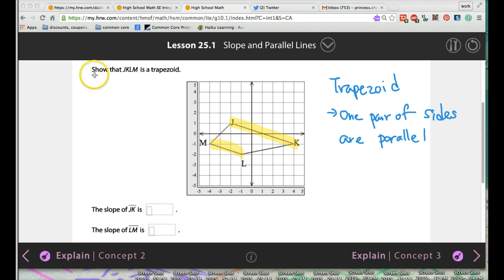So the question says show that JKLM is a trapezoid. In other words, we've got to prove that segment ML and JK are parallel to each other, right? Okay, so let's go ahead and take a look. The slope of JK is, they guide you over here. What is the slope of JK? We talked about this, okay? Slope is rise over run.